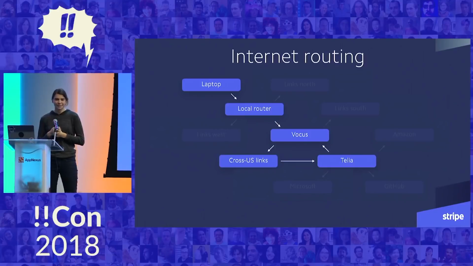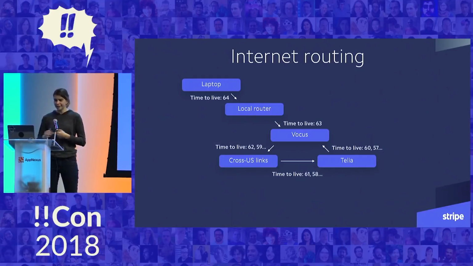Assuming there's no loops. But you can see that we could run into some troubles if Vocus and Telia disagree on where they think GitHub is. If Vocus thinks it's on the East Coast, say because they think GitHub's West Coast data center is down, and Telia thinks it's on the West Coast, we can end up with this loop. And then our packets and requests are just going to kind of loop around forever and get stuck.